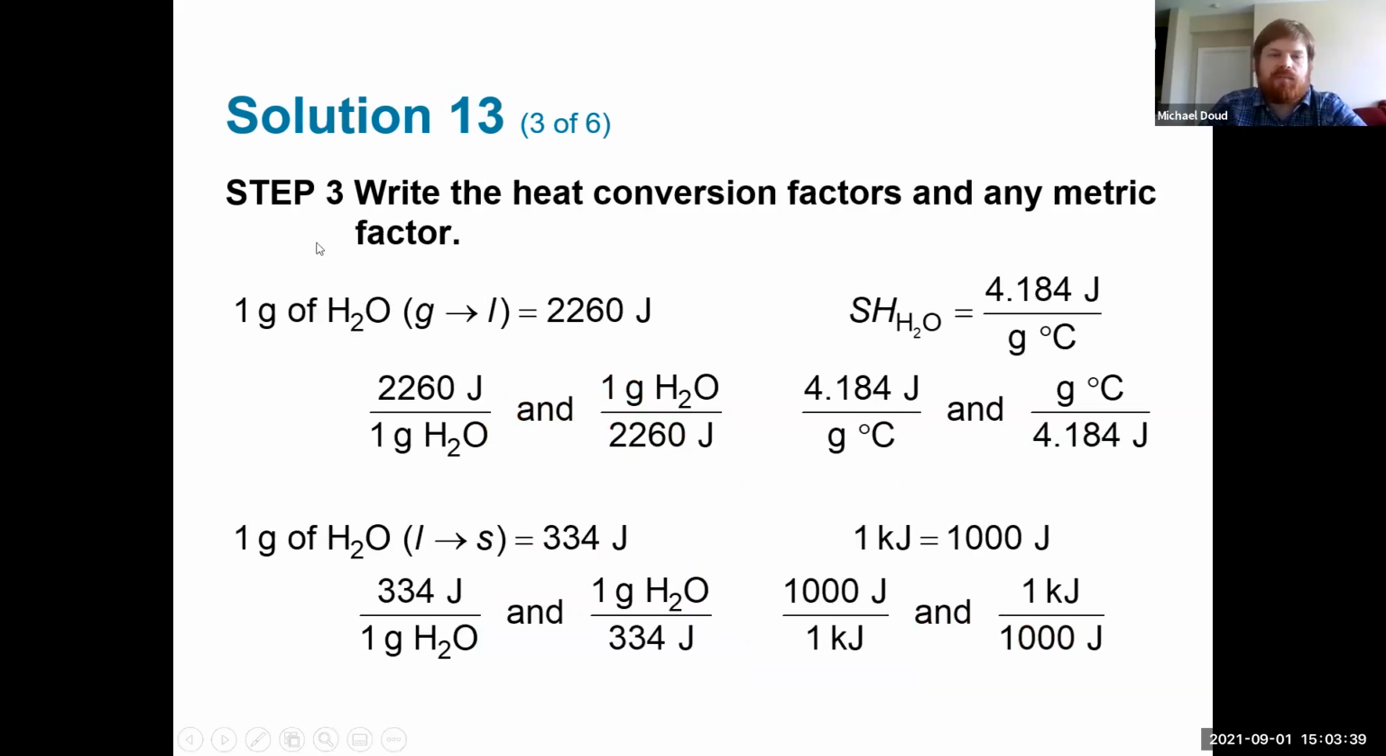Okay, so first up, step 1. We know that to take 1 gram of water from the gas state to the liquid state, it releases 2,260 joules. So our conversion factor there is 2,260 joules per gram. Likewise, we know the specific heat of water is 4.184 joules per gram times degrees Celsius. And finally, we know that 334 joules are released from 1 gram of water turning from liquid to solid. So that's how we can actually do this.